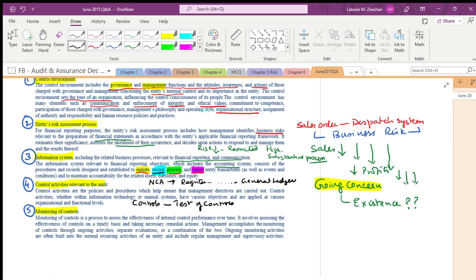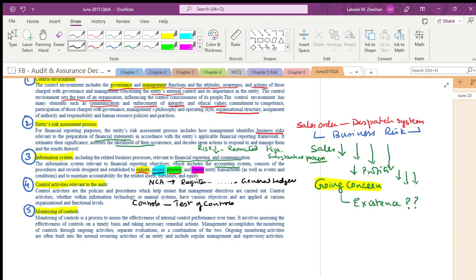Control activities are policies. Now you will say these two points are related to control. The first point is related to the environment. The second point is related to the risk. Close your eyes and remember this, very simple. Third is related to the information systems, including financial reporting. The fourth consists of control activities, and the fifth is monitoring the controls.